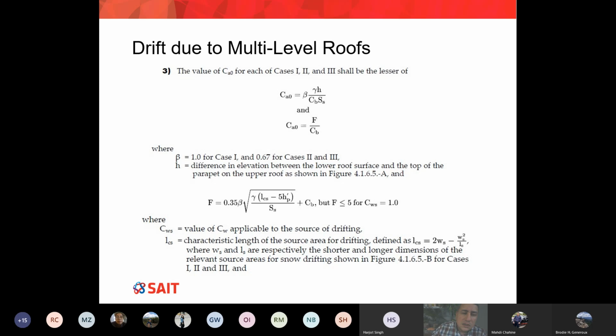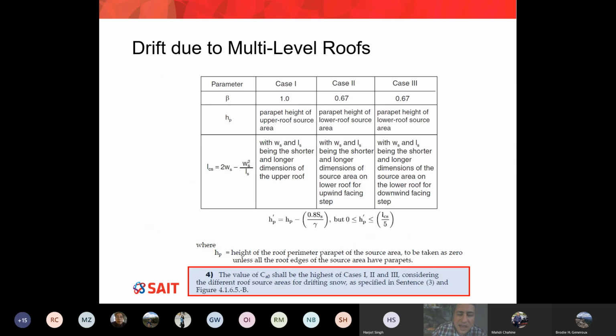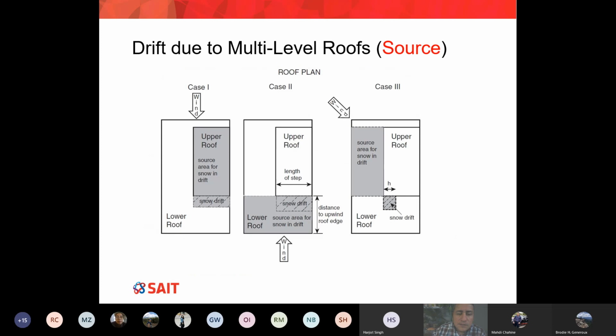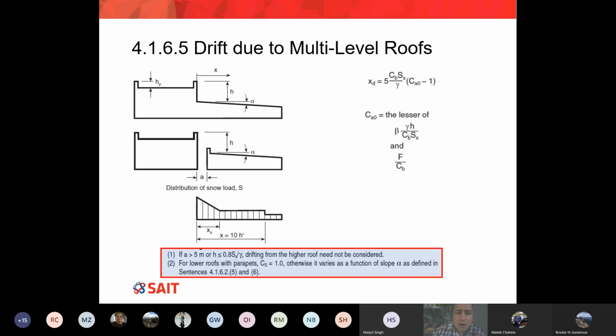Okay, let's move on. Now here is another kind of cap. The beta, as we said, is equal to 1 in case I, where the higher roof is the source, and is equal to 0.67 in cases 2 and 3, where the lower roof is the source of the accumulation. Also, guys, if you go back in the equation, you will see this equation here has a minus 5 H_B'. And some of you will say, okay, Tahir, we don't know what is H_B'. If you go back to the sketch, it says H_B here. H_B is the height of the parapet.